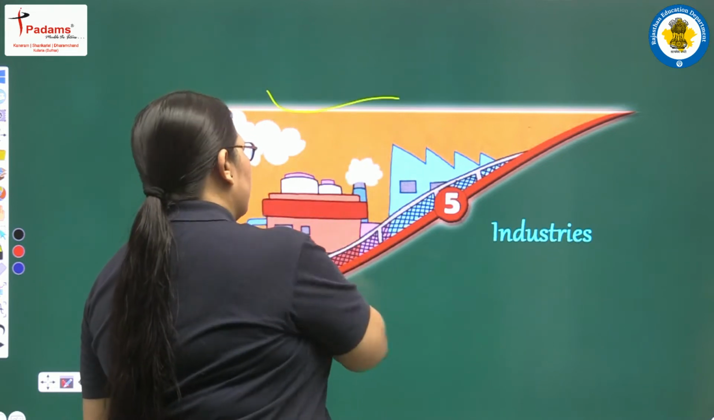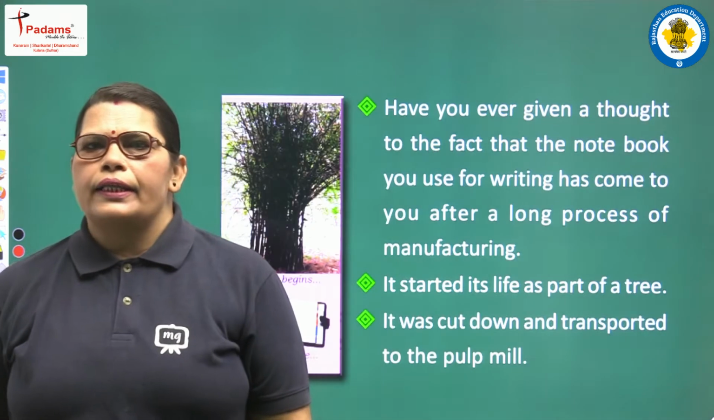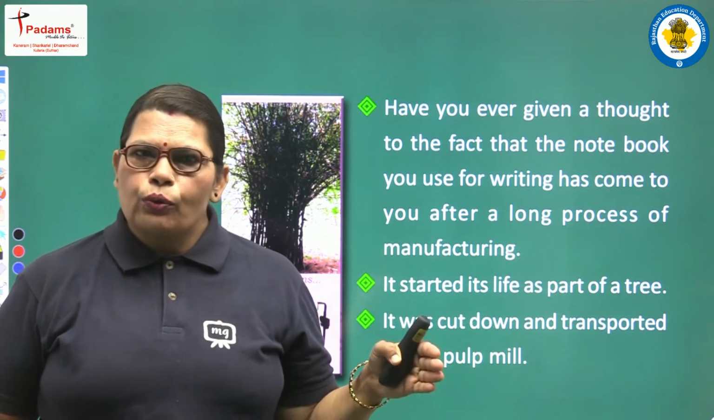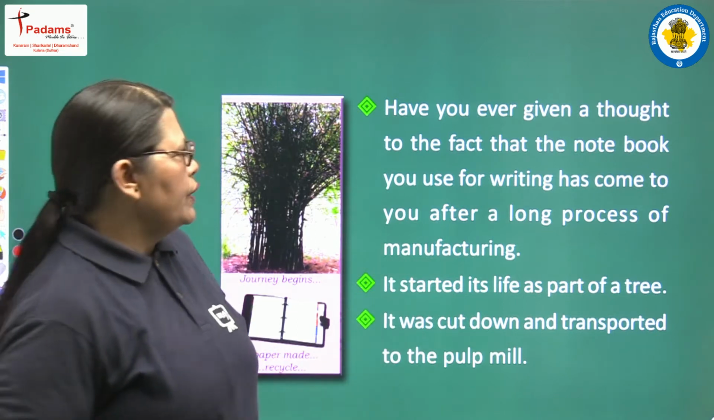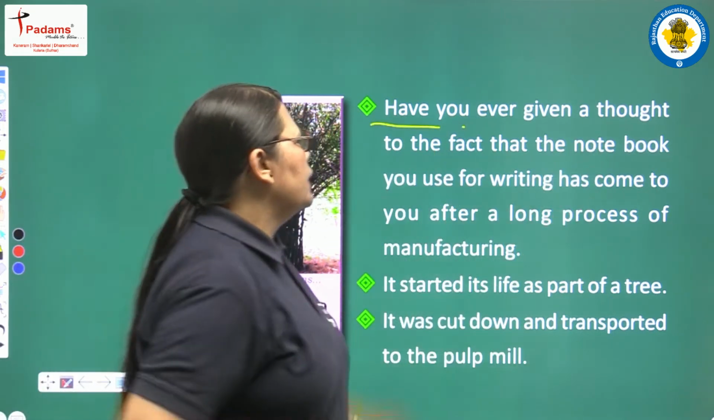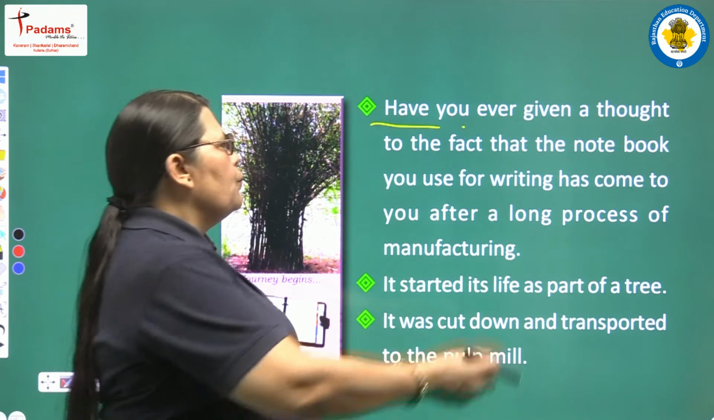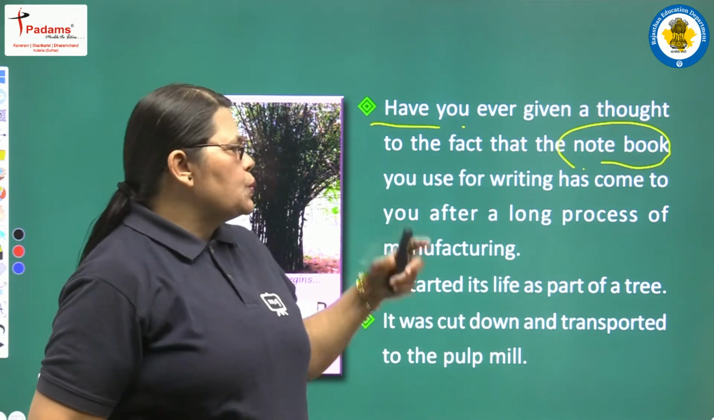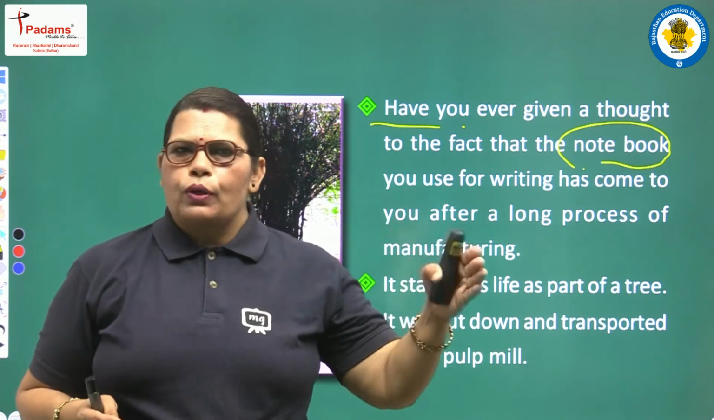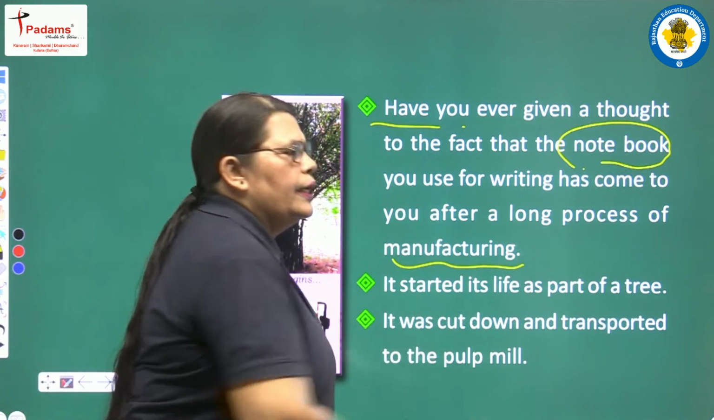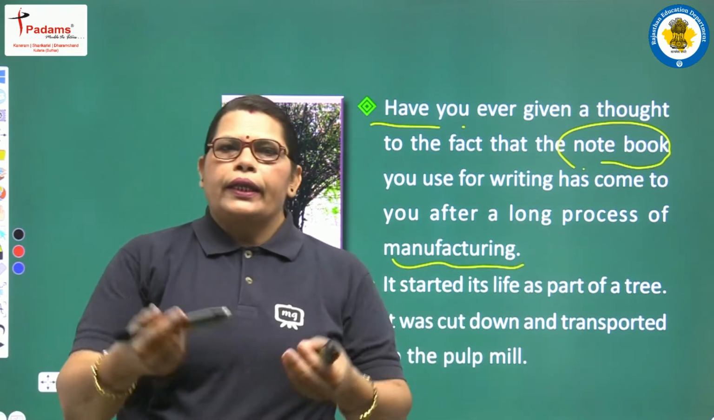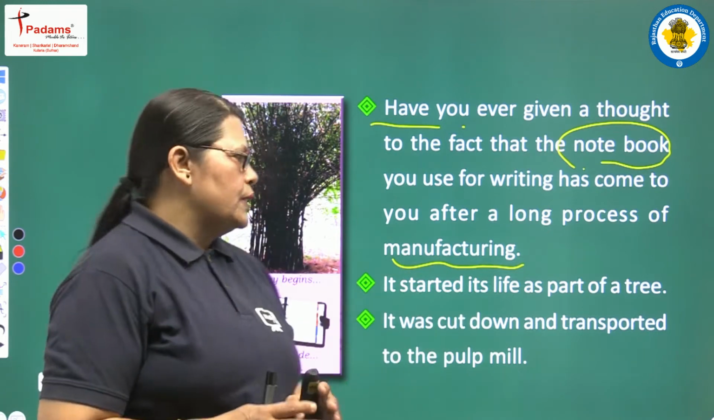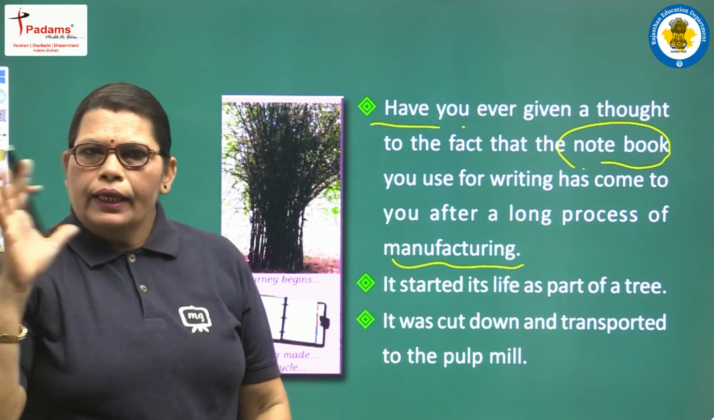See, these are some setups of the industries, and in these setups we will learn what the processes are. Different processes are going on in different types of industries. Have you ever given a thought to the fact that the notebook you use for writing has come to you after a very long process of manufacturing? It's not an easy thing that you are taking a notebook and turning the pages. No, don't turn the pages, because it is made within a long process.